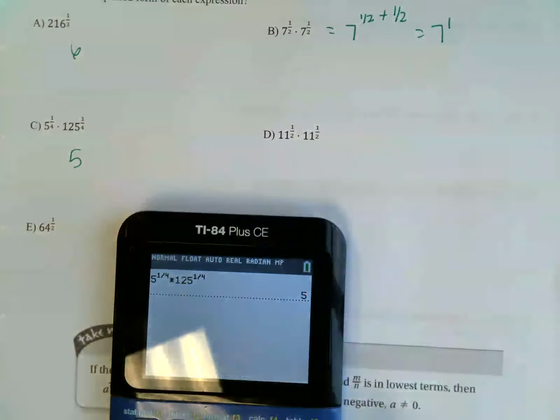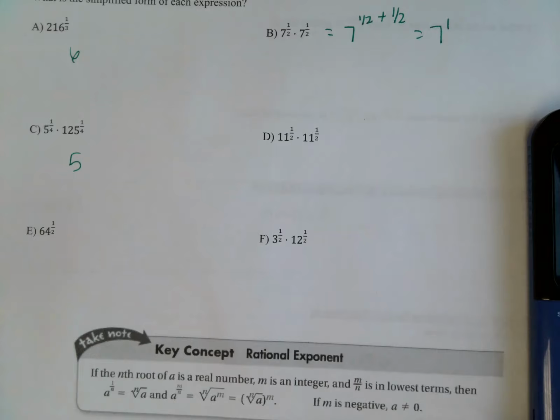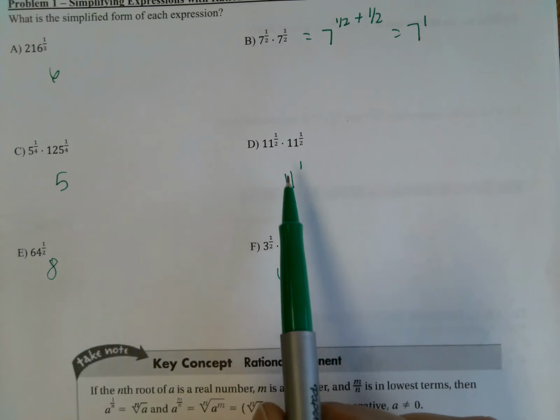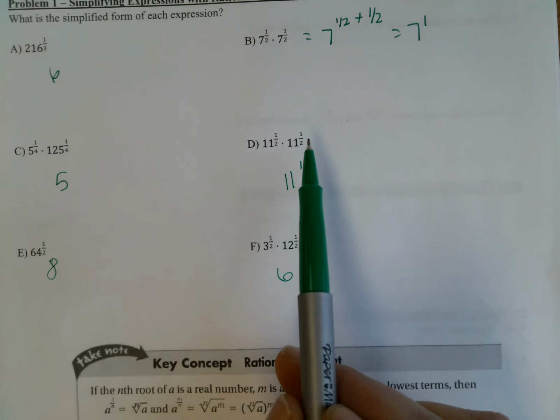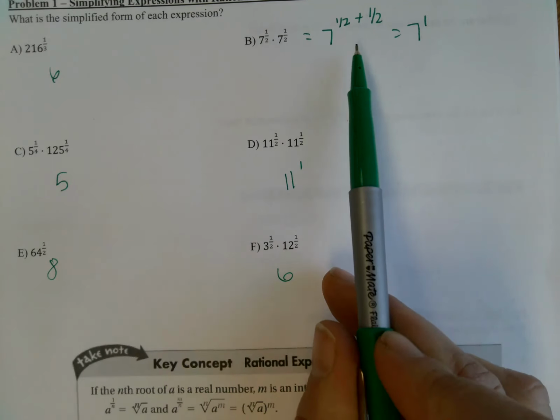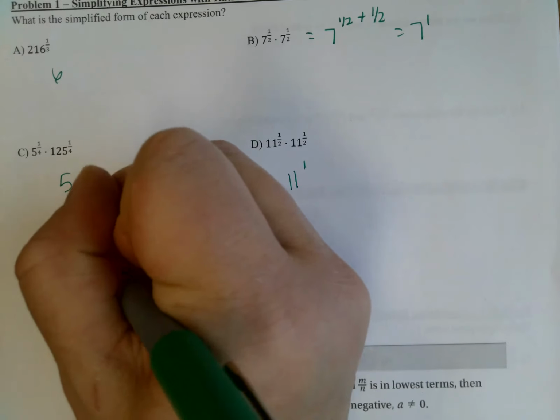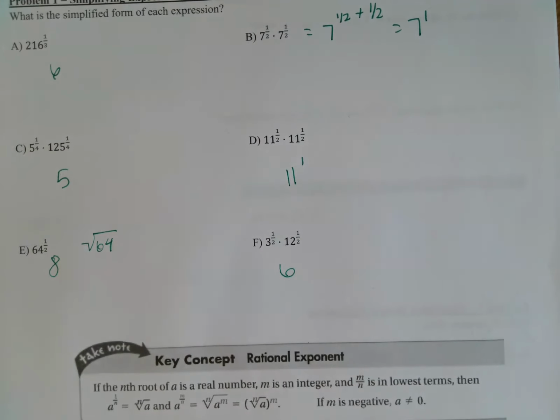So right now I want you to pause the video and I want you to do the 3 remaining questions written. You should have gotten 11. You can type this into your graphing calculator as well, or else you could have also done it just like this. 11 to the first. This is the same thing. If you know your perfect squares pretty well, this is the same thing as the square root of 64, which is 8. Or else you can type it just like that. And the last one, you have to type in your calculator to get 6.